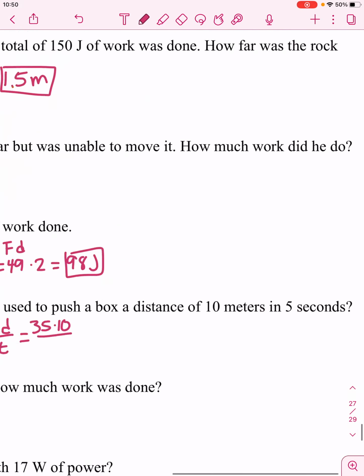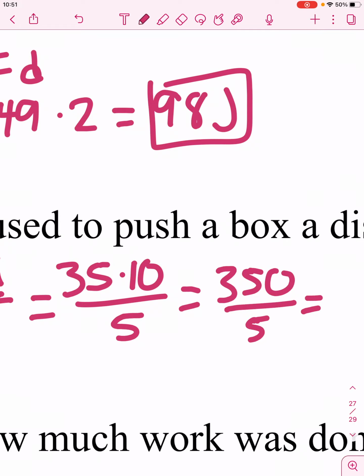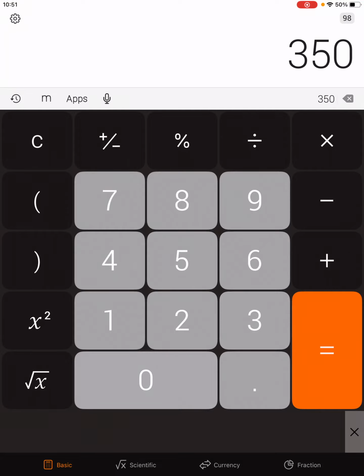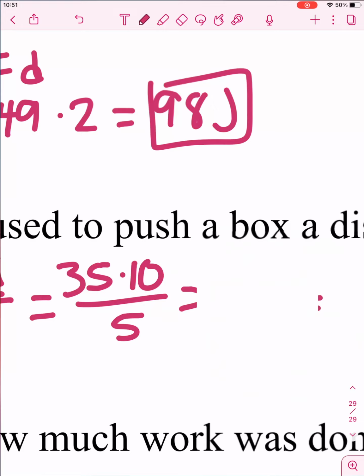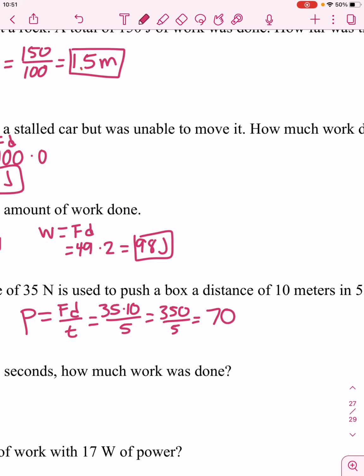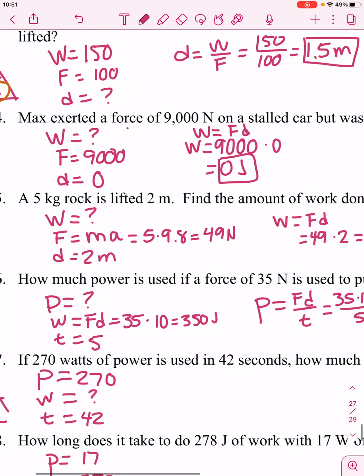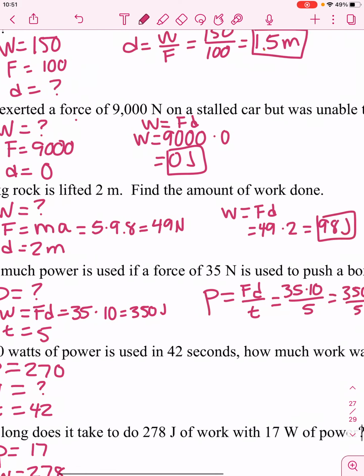So 350 divided by 5. It should be 70. Let me just check. 350 divided by 5, 70. Now just remember your units here. 350 divided by 5 gives me 70, and I'm solving for power. So these units either need to be joules per second or W for watts, or if you wanted to write out the word, you could write watts too.